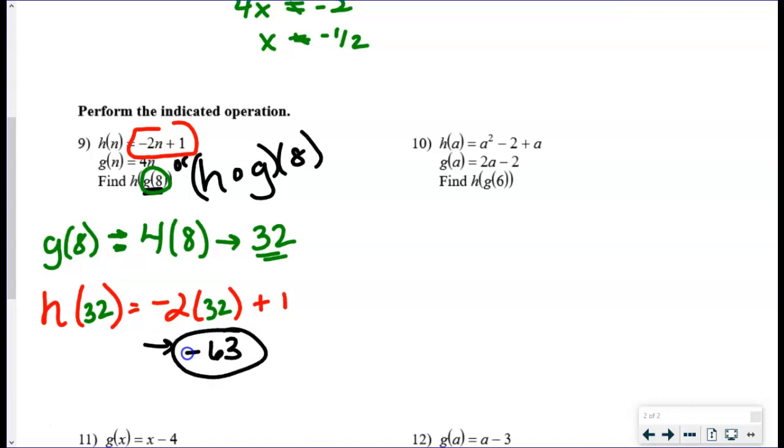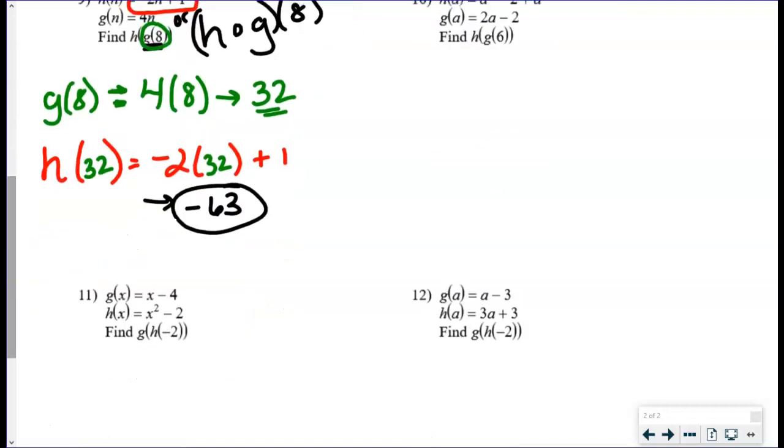So composition's a little weird because you work from the inside out, and then the final answer you get is the answer to the problem. You don't have to do anything with the two numbers. So start on the inside, get your 32, plug it into the next function, get your negative 63, done. I kind of like composition, but I'm a math teacher, so that's a little weird.